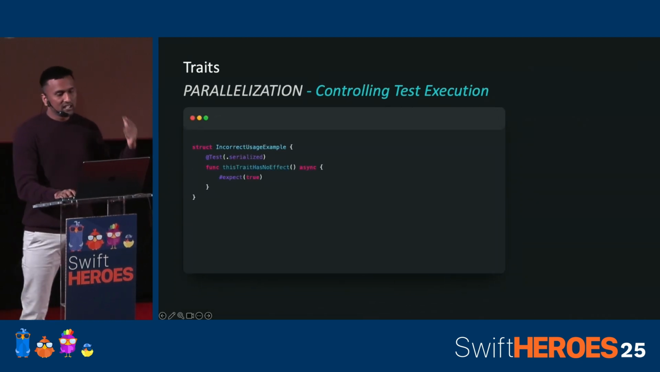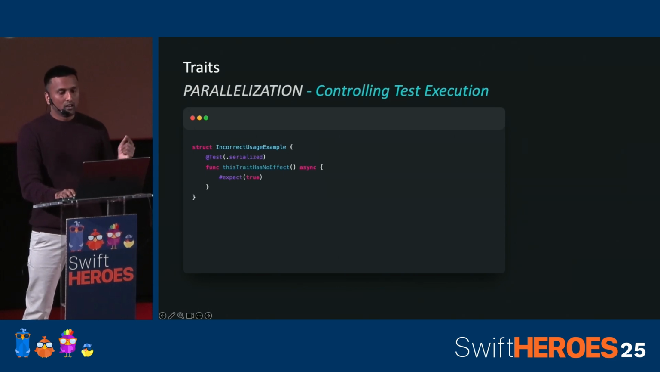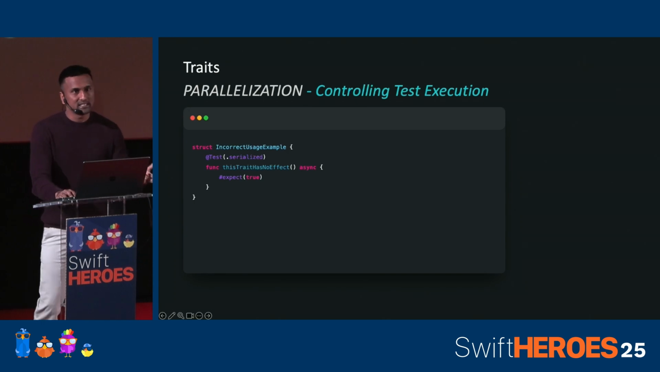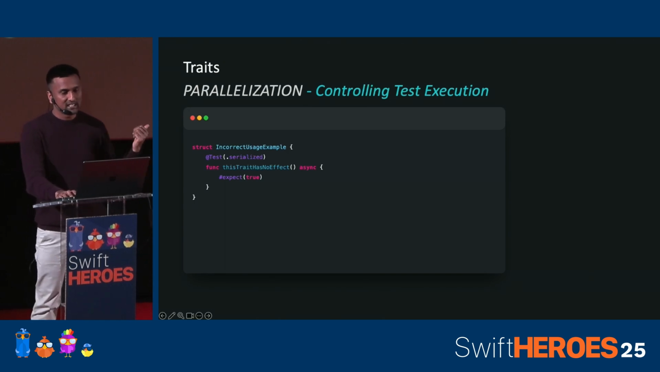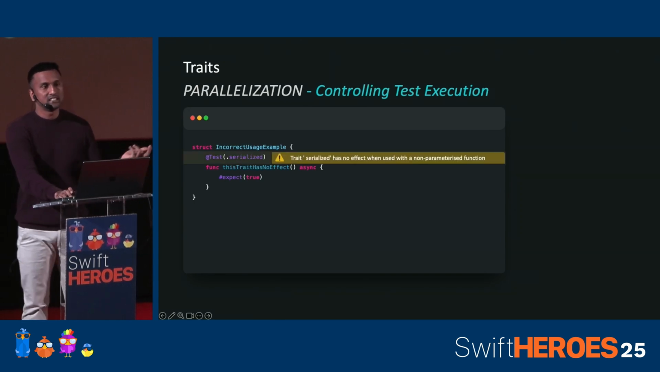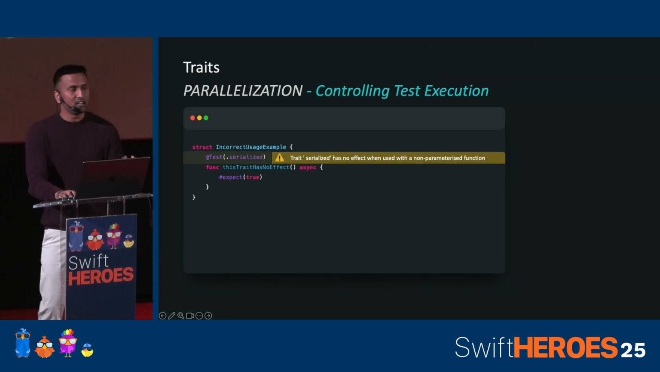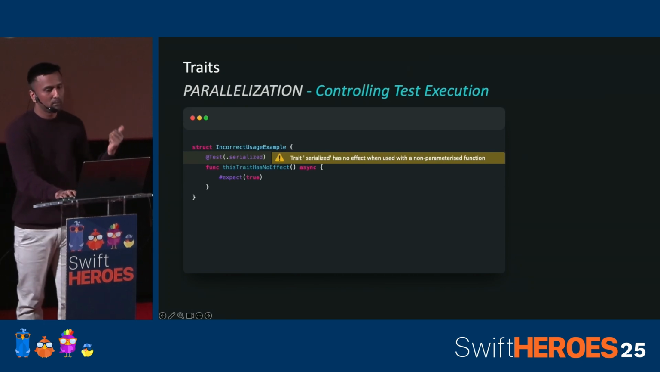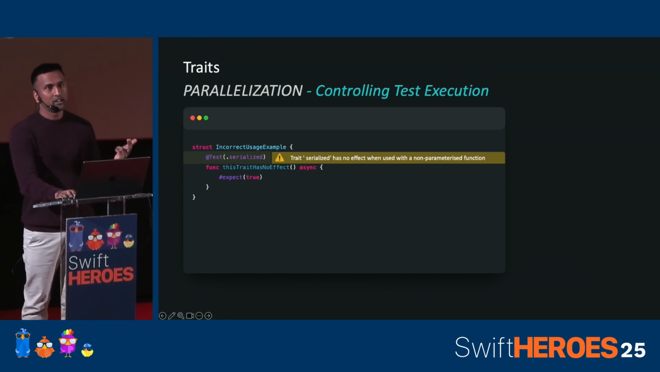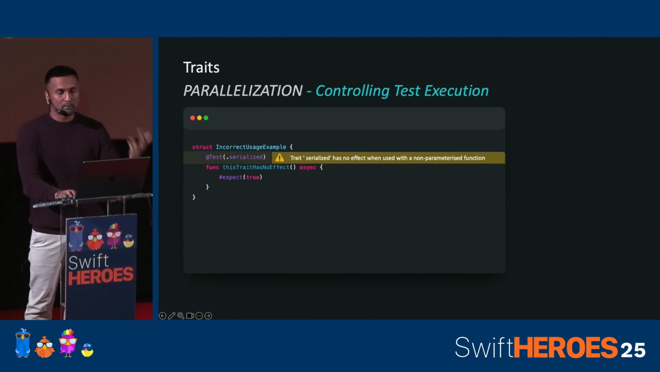To use the serialized trait, you need to keep two things in mind. Either you need to have a test with parameters, then only it makes sense, right? If you just have a single test like this, the serialized trait doesn't take any effect, so you will get a warning from the compiler like this. Either you need to use it at a suite level with multiple test cases or on a test with parameters.